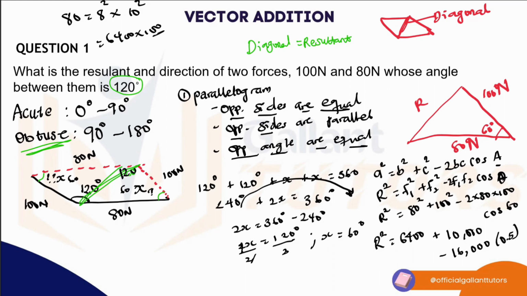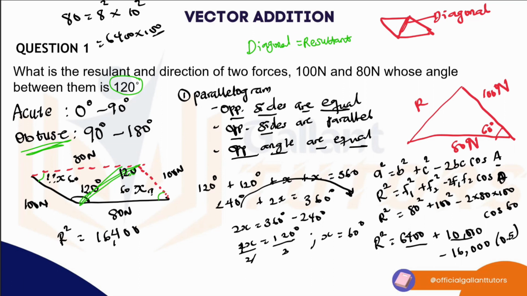So now 16,000 times 0.5, which is like dividing by 2, is just 8,000, right? So R squared is equal to 16,400. I hope you know how I got this. I added 6,400 to 10,000. Is that clear? Good.